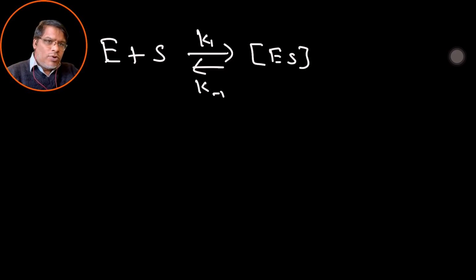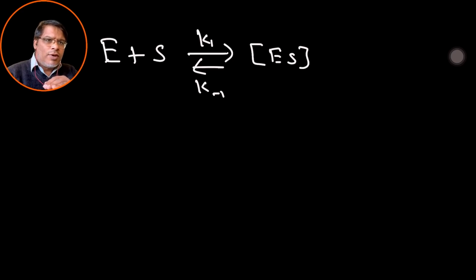We have represented the reaction in this way. First the enzyme will form a complex with the substrate, so there is formation of the enzyme substrate complex. Here K1 represents the rate constant for the forward reaction, meaning the enzyme substrate formation. K minus 1 represents the rate constant for the backward reaction. Yes, the reaction can also proceed backward.